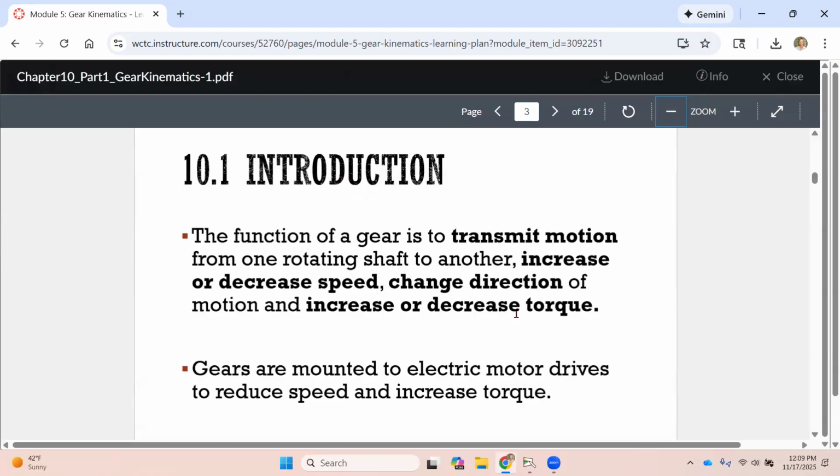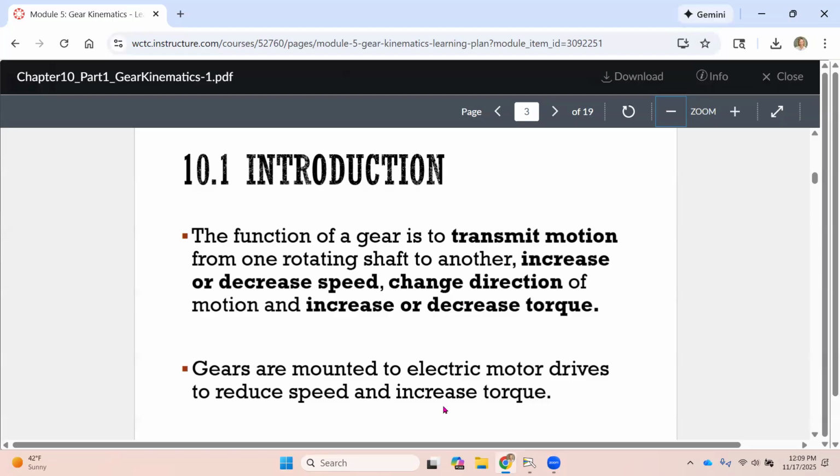So in the beginning here, the function of gears, in general, is to transmit motion from one rotating shaft to another. And most often, we are going to be decreasing the speed from what would be an input source to a driven machine. Through that process, we're probably also going to change the direction of the motion, inherent when gears mesh. And then also, most often, we're going to increase the torque. So if we're decreasing the speed, that means we're going to be increasing the torque.